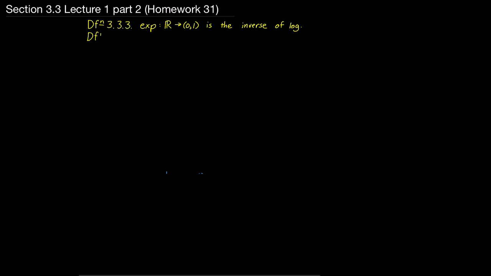Here's our next definition. E is the exp of 1. So that number that you probably know, 2.71828, it's defined precisely as the exp of 1.